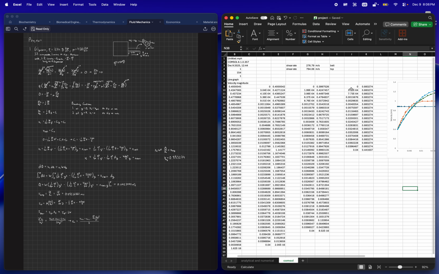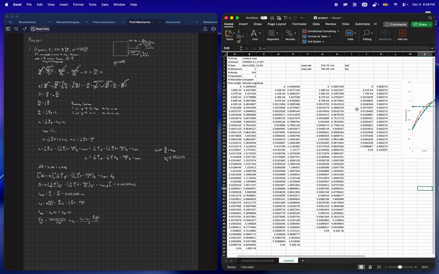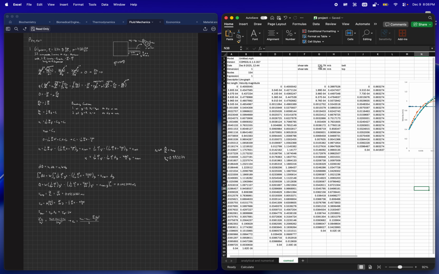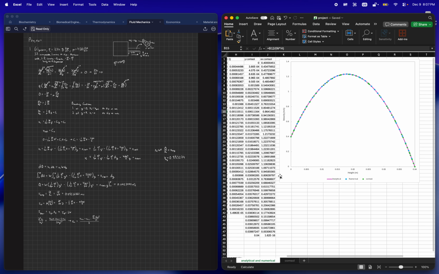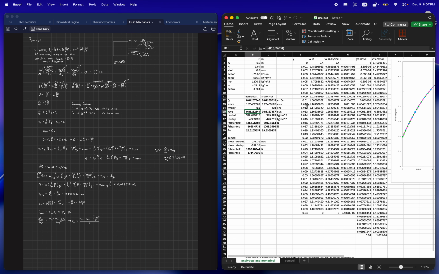These were from slices that you can make, and you can graph where you slice. And then the shear rates came from line integrating at the belt and at the top. And that's everything. Let me know if you have any questions. Thank you.